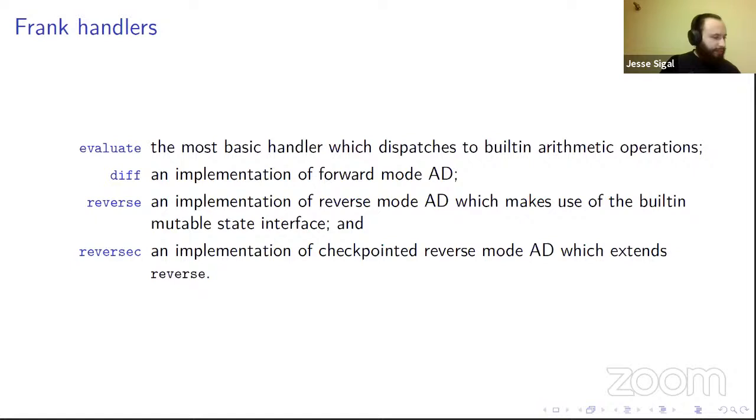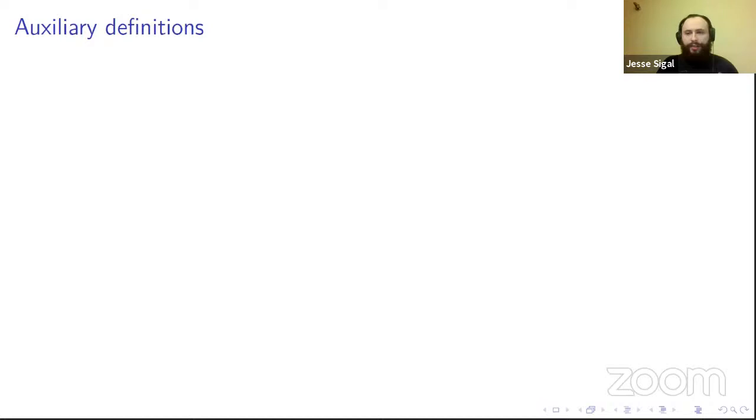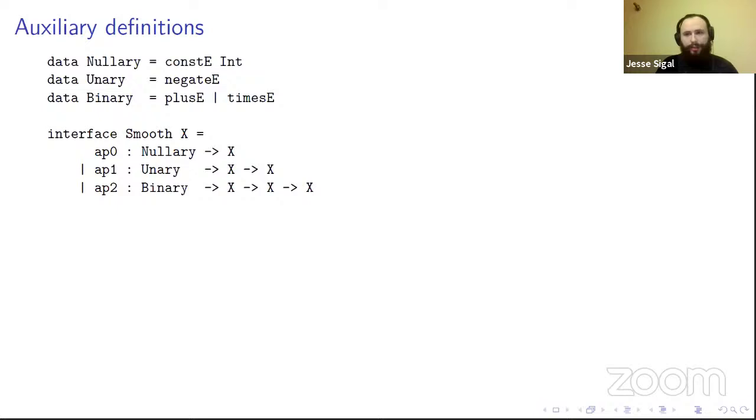Before we get going, there are a few auxiliary definitions I have to get out of the way. First, we need to define our effect. This is how we define an effect in Frank. We have an interface of smooth functions, our arithmetic functions, with three different types: nullary functions, unary functions, and binary functions. We have plus and times for the binary functions, negate for the unary function, and constants for the nullary function. Here I've used int because that's what Frank already has, but you could replace this with floats or doubles or whatever you want. For now, we just use ints.